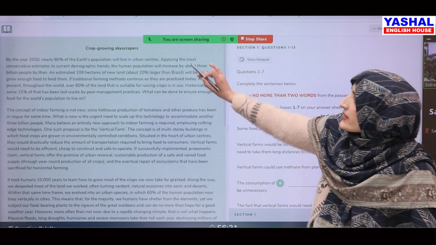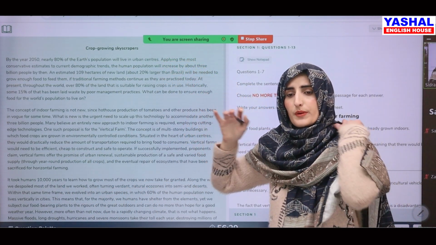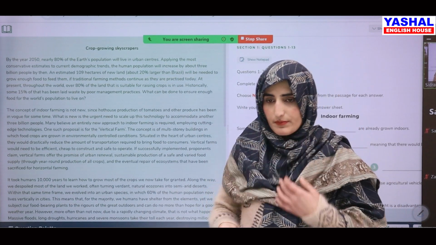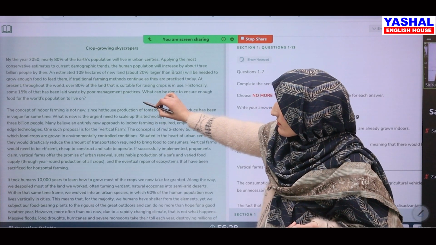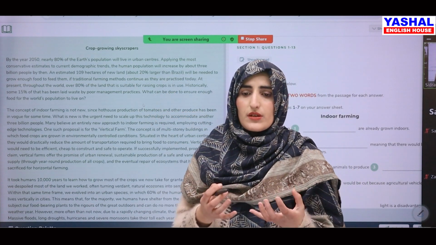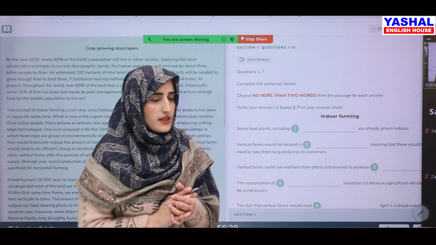Okay, this is Cambridge 11 test 1, so you people can open it on your portal as well. अब यहाँ पे हमारे पास क्या है, अगर आप में से कोई न्यू स्टूडेंट है तो वो मुझे पहले बता दे, ठीक है?